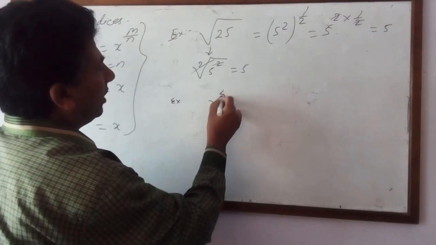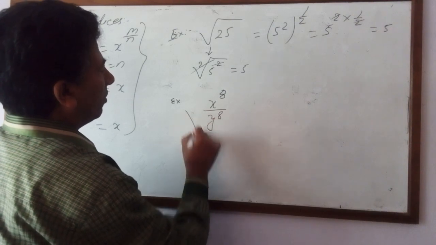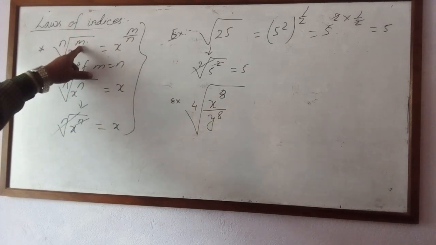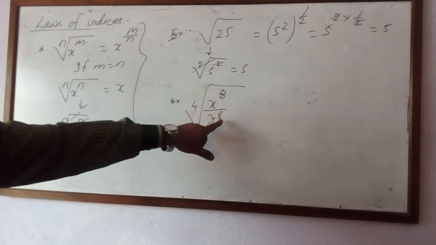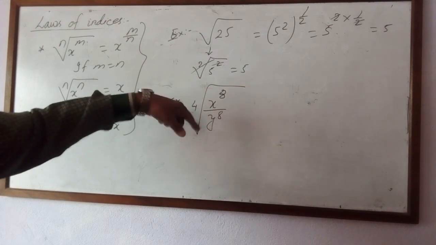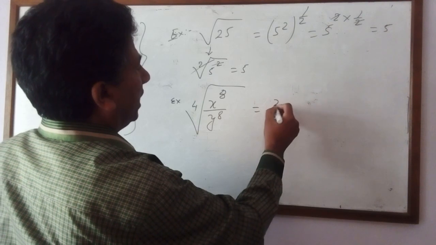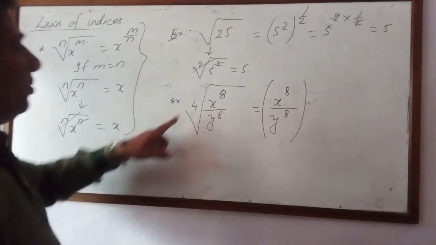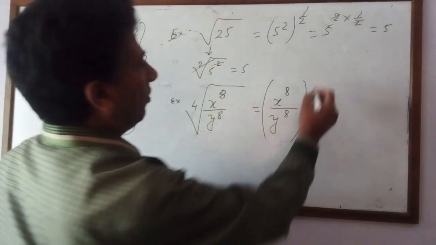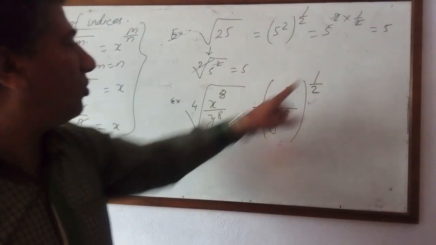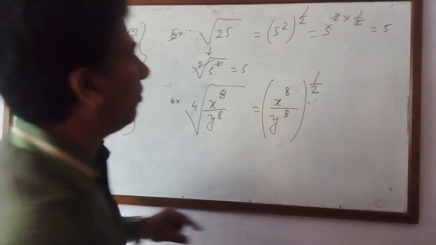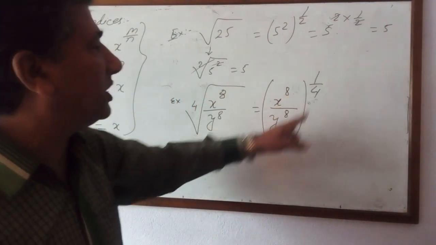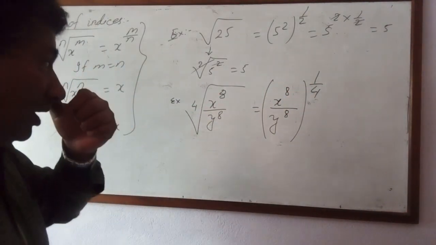x power 8, y power 8. Okay, I'll take here the 4th root. Here is 4. Now in place of m, here is 8. Numerator, denominator, you can do separately also, no problem. Here is 4 means you have to take 1 by 4. If there is 2, 1 by 2, 3, 1 by 3, 4, 1 by 4, 5, 1 by 5, 6, 1 by 6, 7, 1 by 7.